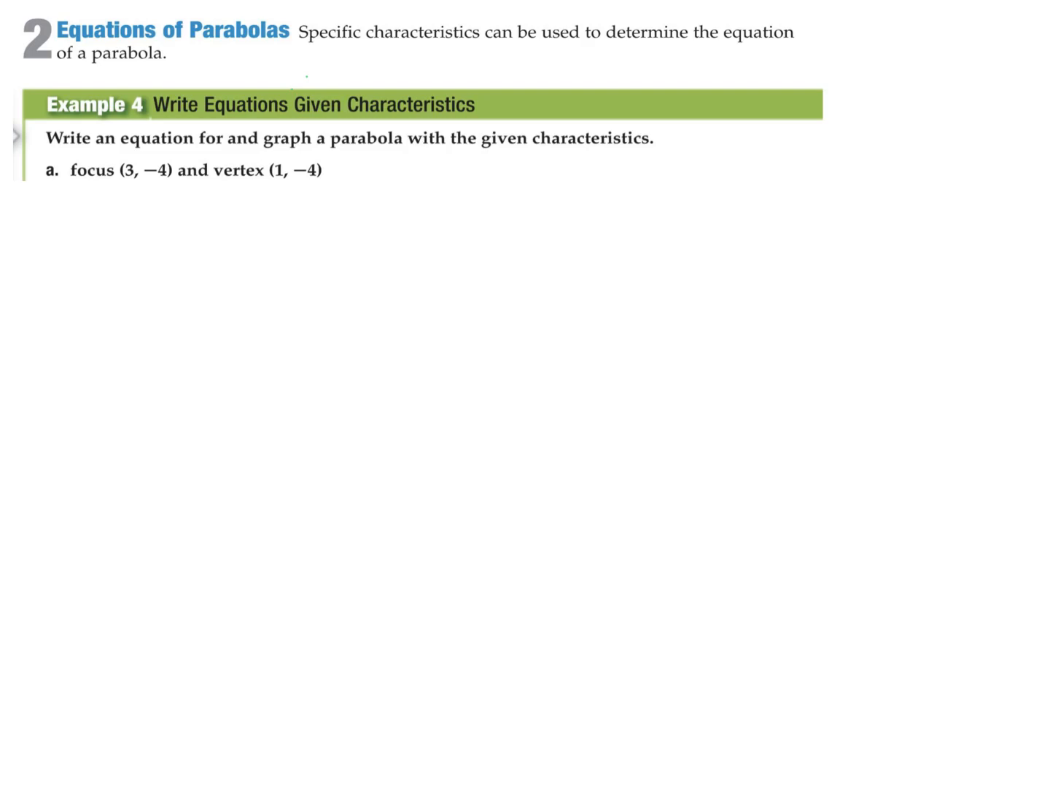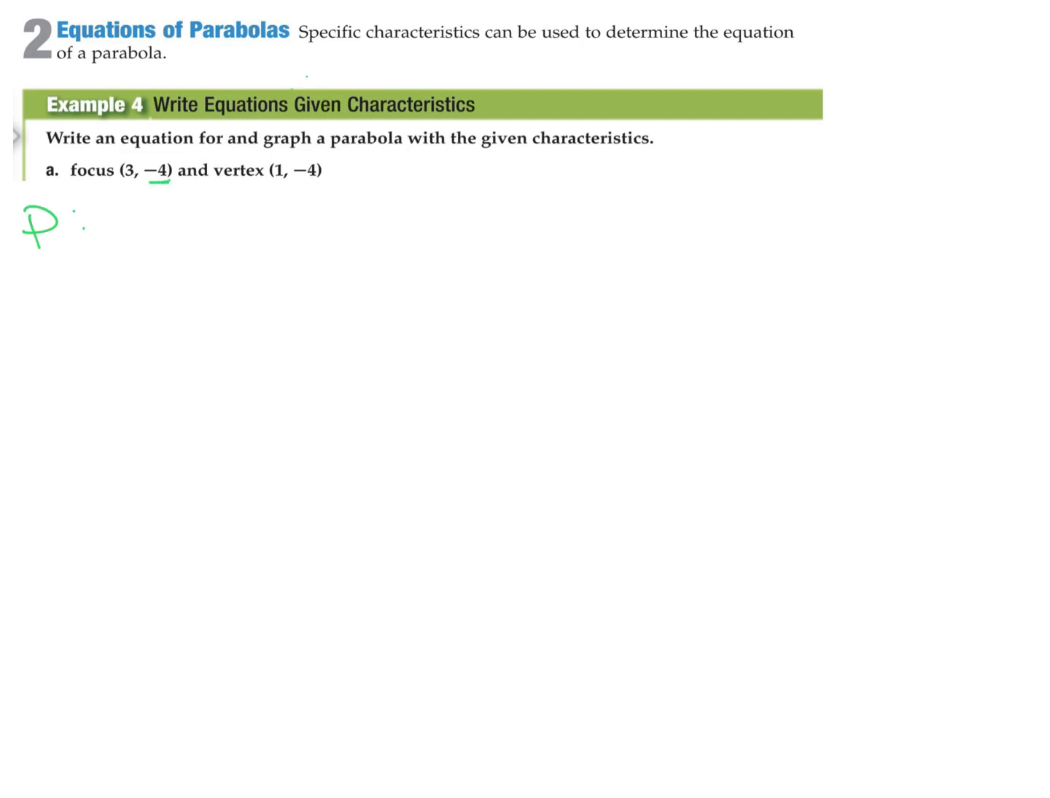Okay, so now we're going to create the equation given a few things. We are given the focus and the vertex. We're going to need to find the p value first, because the p value is going to help us build our equation, and it's going to tell us if it's a negative or a positive graph, and what way it's facing. So let's go ahead and look.